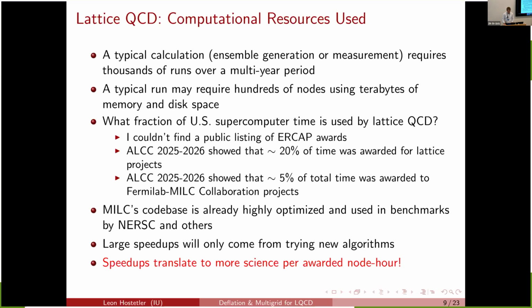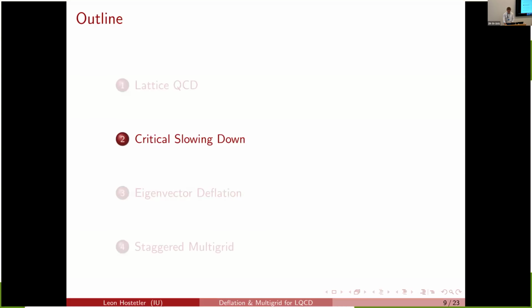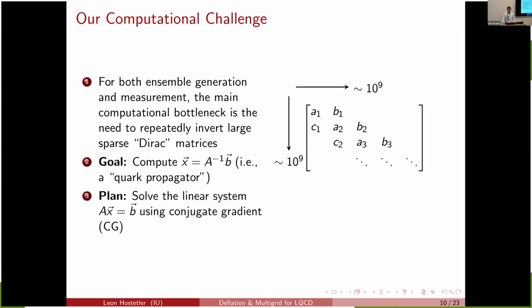The code base that we're using is already highly optimized. We profile it every so often and try to squeeze everything out we can. But it's already quite optimized, so large speedups will likely come from trying new algorithms. And these speedups will translate directly to more science per awarded node hour. All right, so let's jump to our computational challenge.